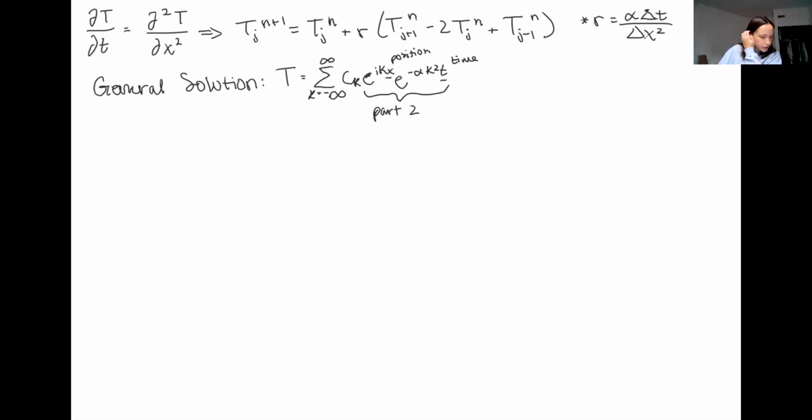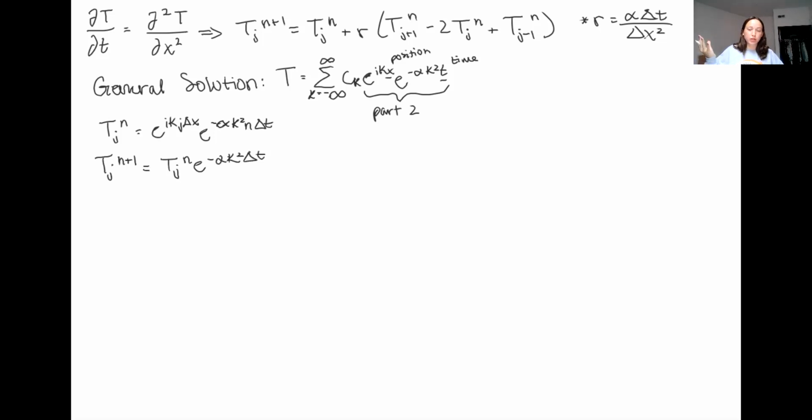So the first thing that we want to do is apply it to R. So it's TJN is equal to this, because our spatial position is discretized into increments of delta X, and that is multiplied by this, because our time is discretized into increments of delta T. So our TJN plus 1 would be TJN times e to the negative thermal diffusivity k squared delta T.